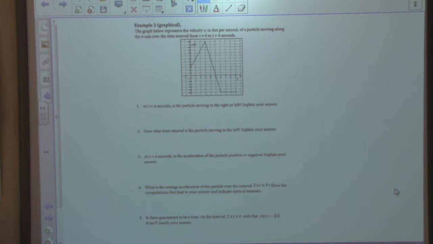We are here to continue our ongoing investigation of particle motion, and in conjunction with position, what else is related to position? Velocity, acceleration, speed. And Hannah knows what speed is, right? Absolute value of the velocity.